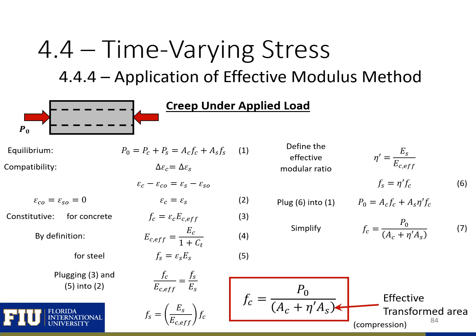Here's our case for creep under applied load. Again, we have an applied load P0 and we're assuming that it's sustained on our column. Using our equilibrium, compatibility, and constitutive laws, again, we can find an expression relating our stress to our force. And again, we're using our transformed area and modular ratio, but note now our modular ratio is our effective modular ratio, which takes into account our EC effective rather than our EC. And the EC effective is how we account for our creep effects.